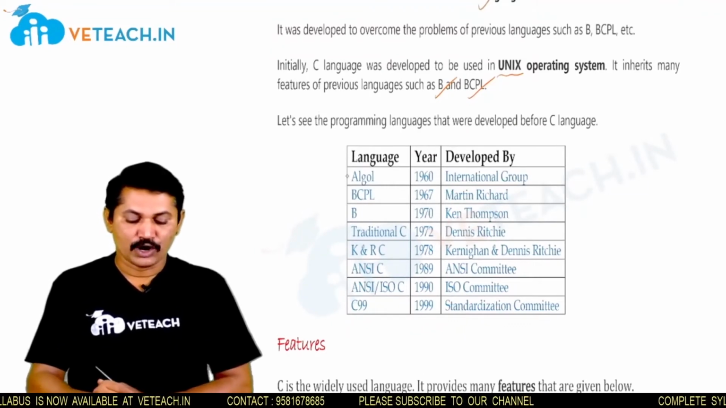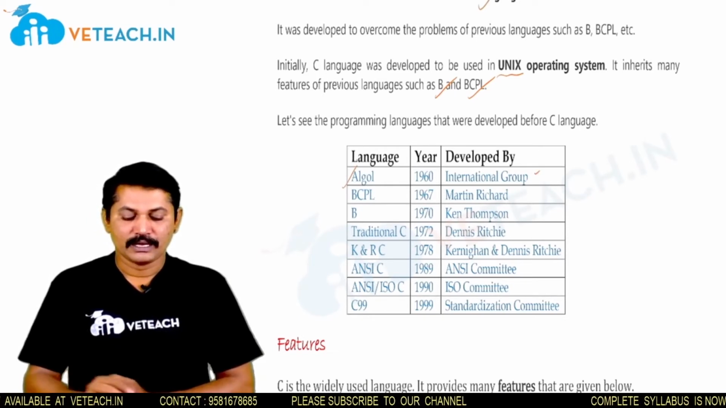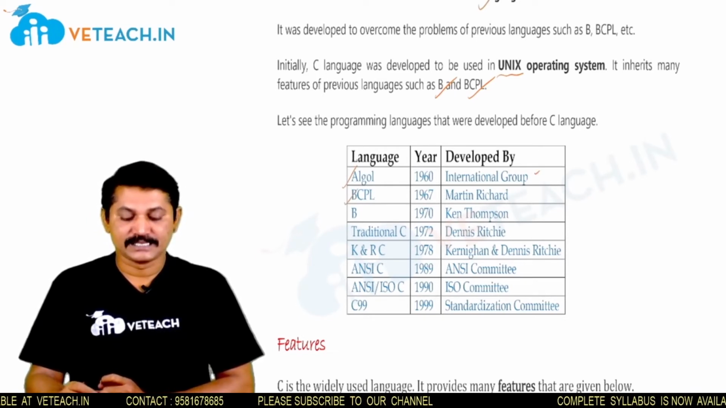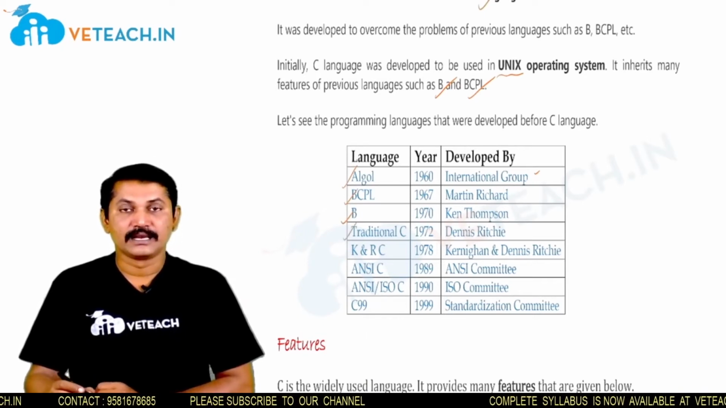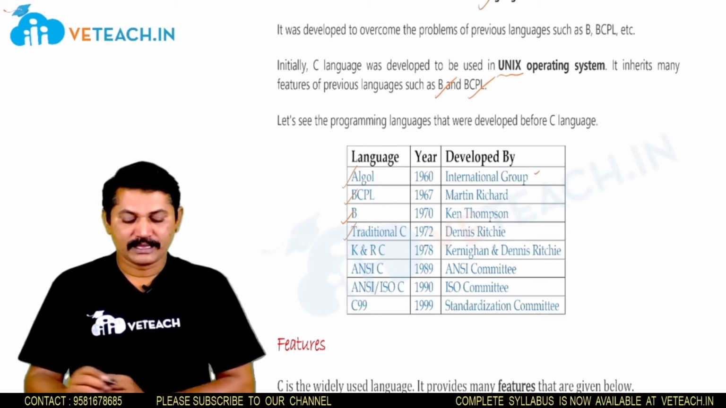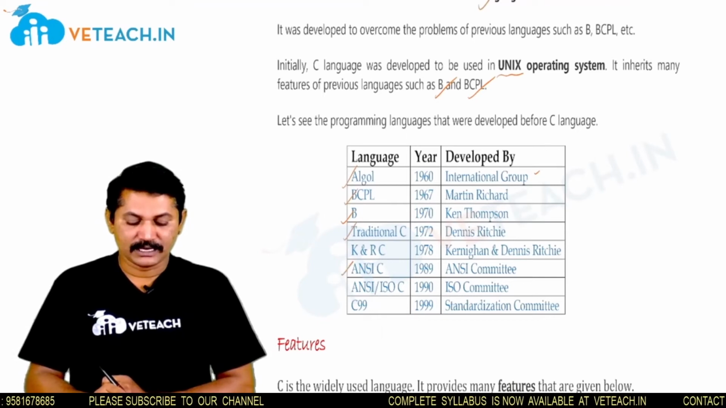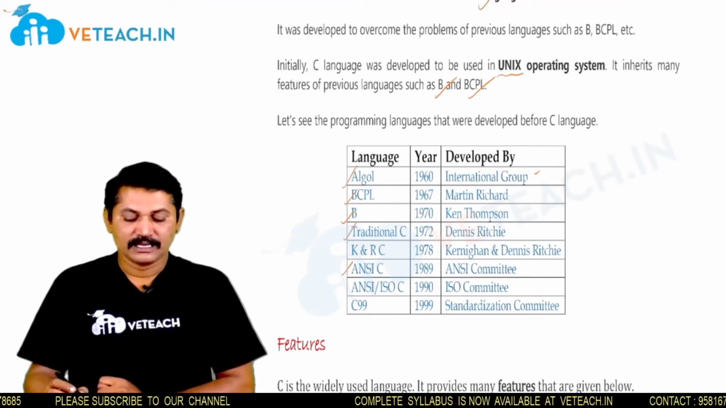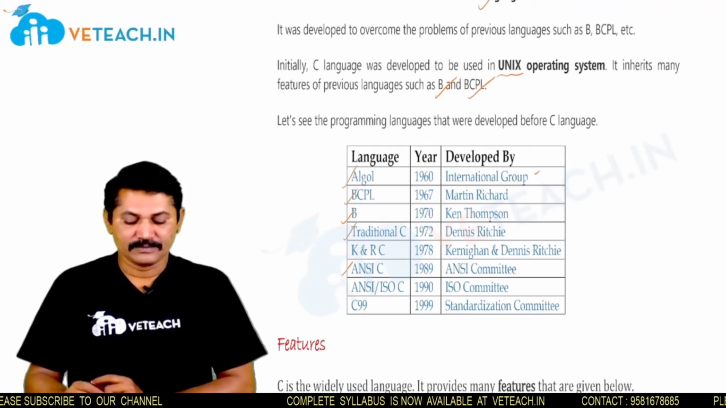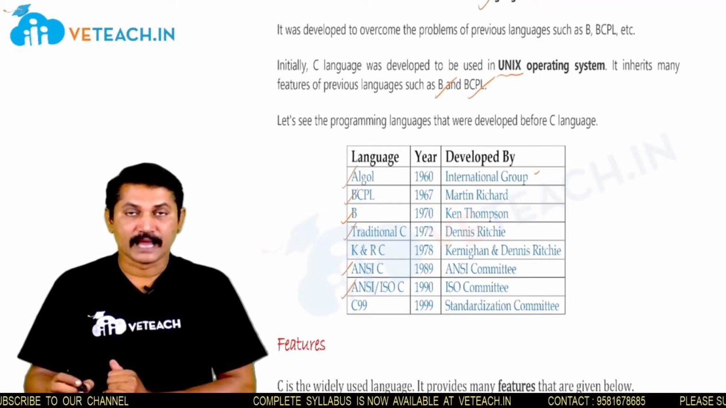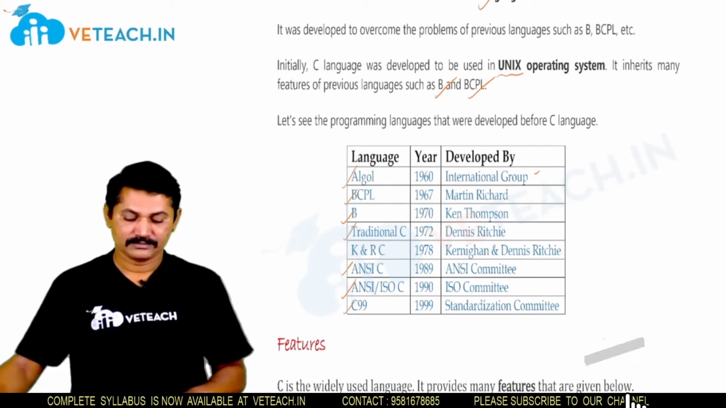The first one is ALGOL in the year 1960, from the international group. Next one is BCPL in the year 1967. Next, B in 1970, Traditional C in 1972, and K&R C in 1978. And the basic and important one is ANSI C in the year 1989, then ANSI C/ISO C in the year 1990, and C99 in the year 1999.